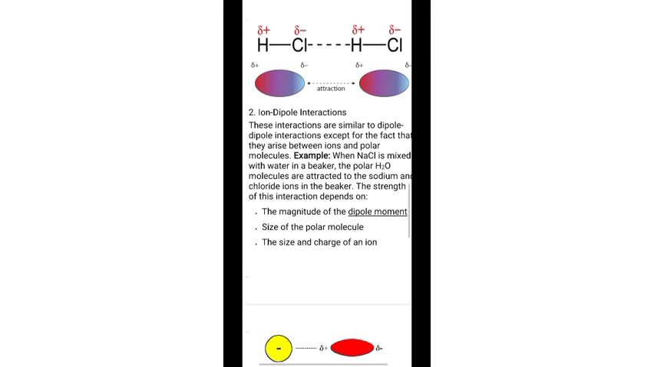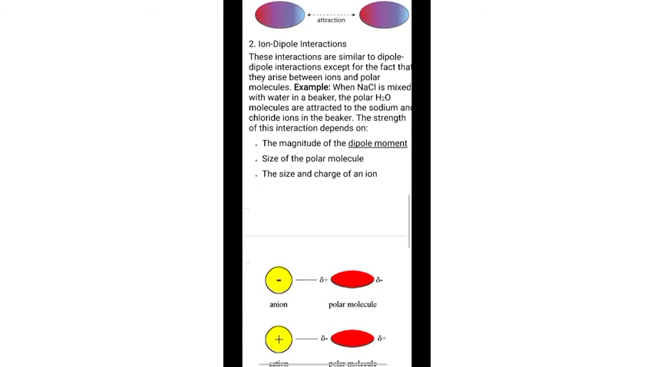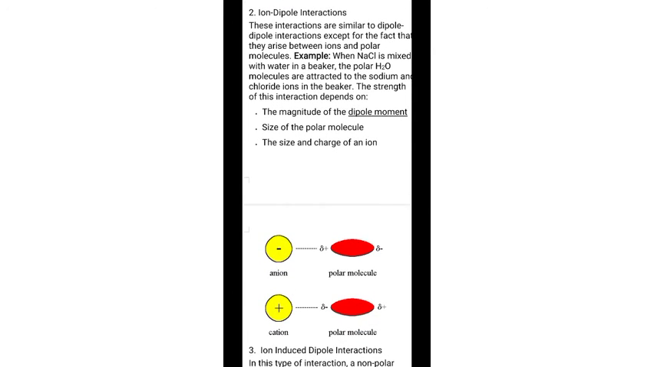The next one is ion-dipole interaction. What will be ion-dipole interaction? Earlier we saw two polar molecules, but here the interaction will be between one ion and a polar molecule. The ion may be an anion or a cation.